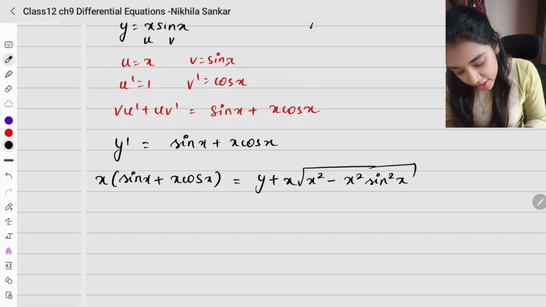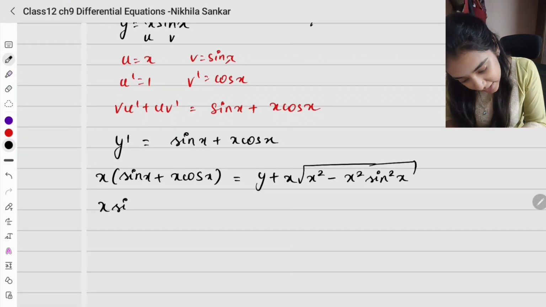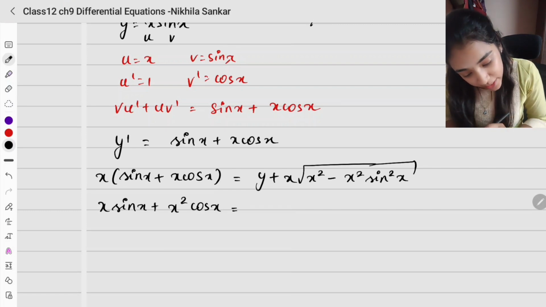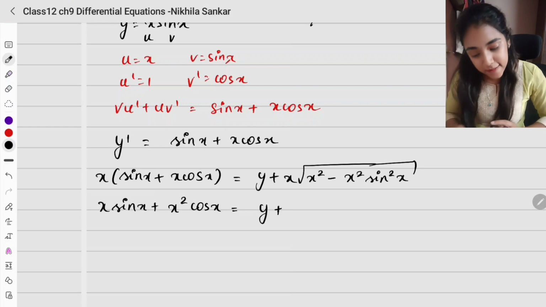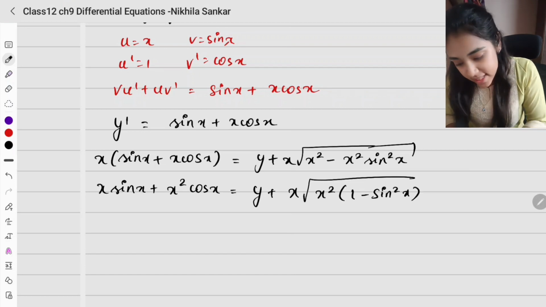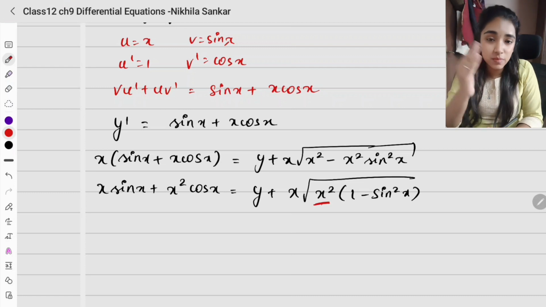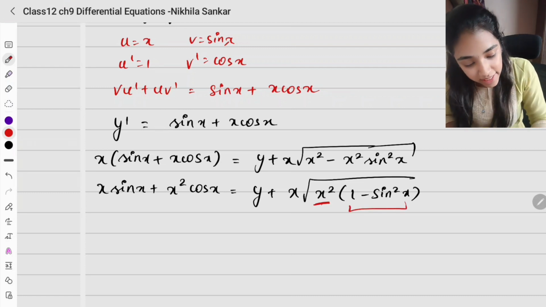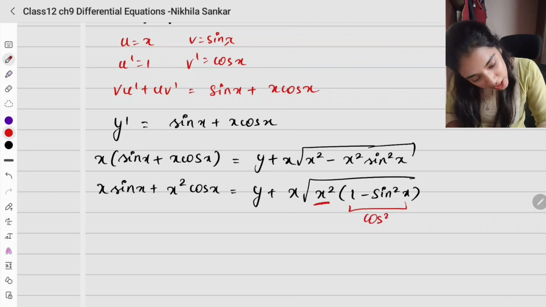Now, what do I have here? I have x sin x plus x square cos x equals y plus x times, in that x square na velila common edukren. So I have x square times 1 minus sin square x. I see that I have a square root here. In that the x will come outside. X square comes outside and becomes x. And in that I have 1 minus sin square x, which is going to be cos square x.